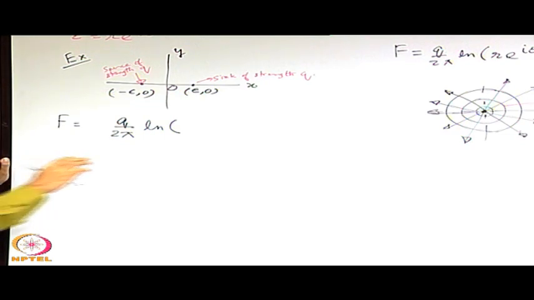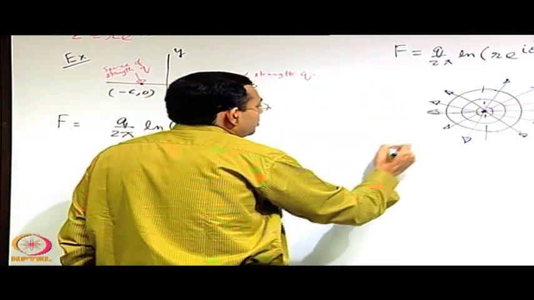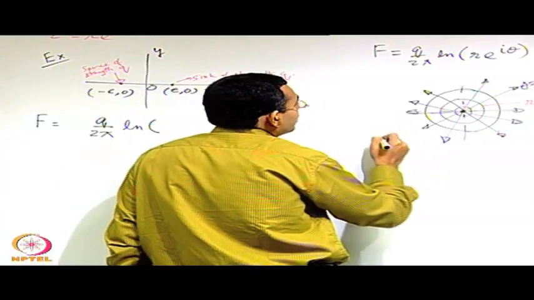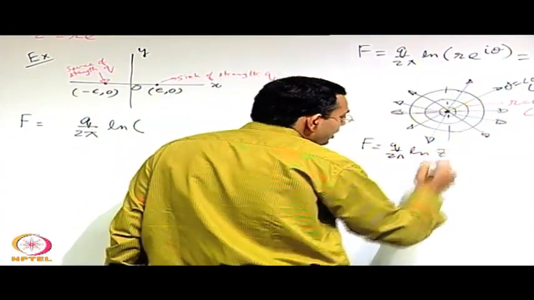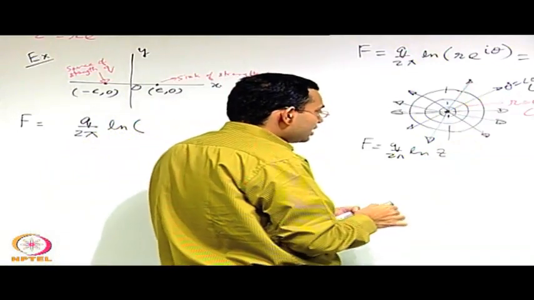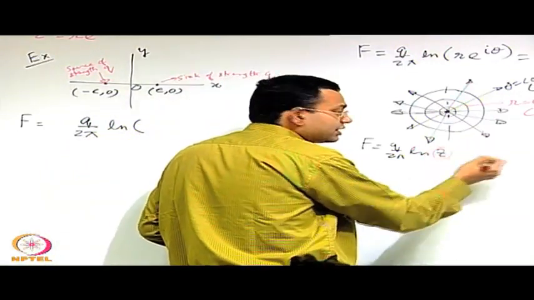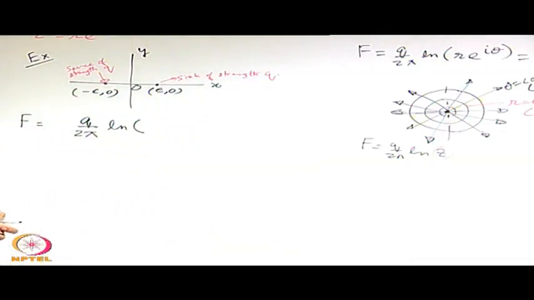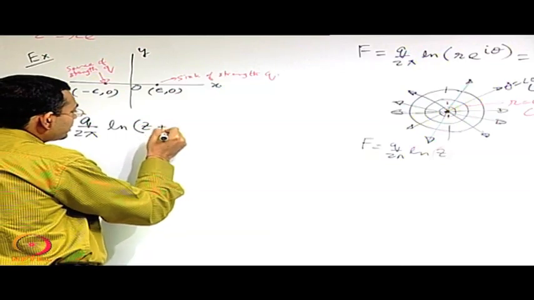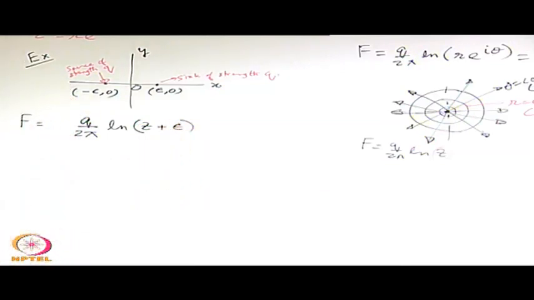No, we will write it in terms of the z. So remember that f is q by 2 pi ln z. So we will make a transformation or a translation of z to z plus something or z minus something. What is that plus or minus? Yes, z plus epsilon, right.